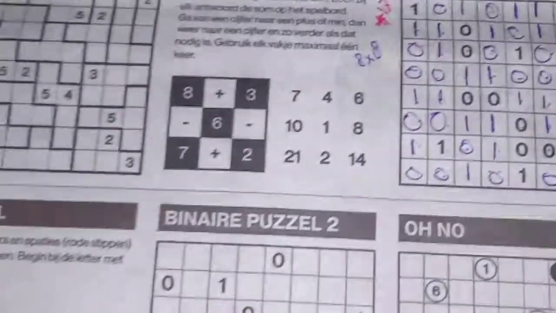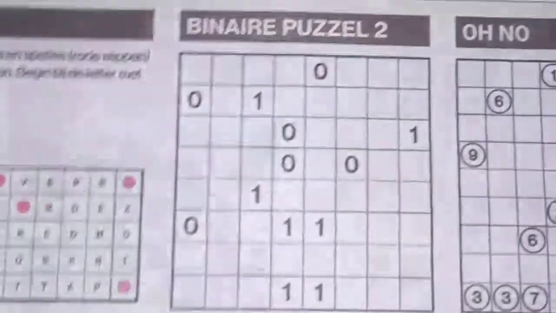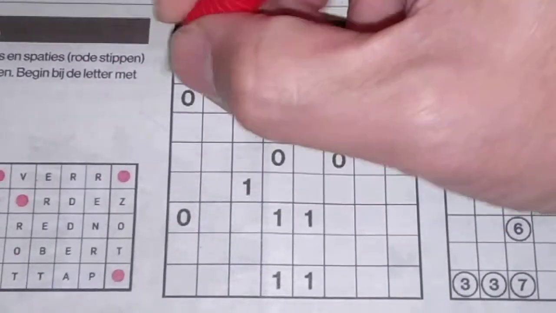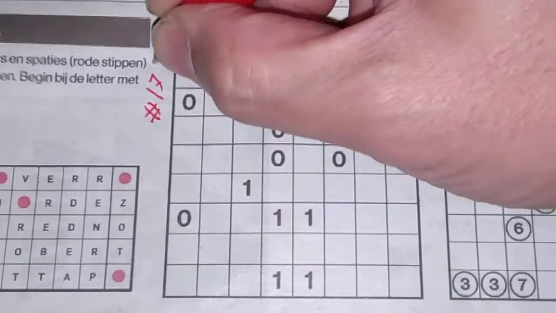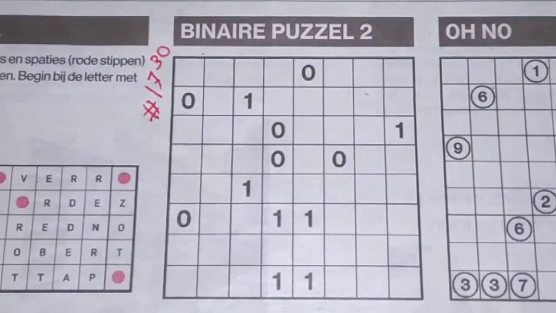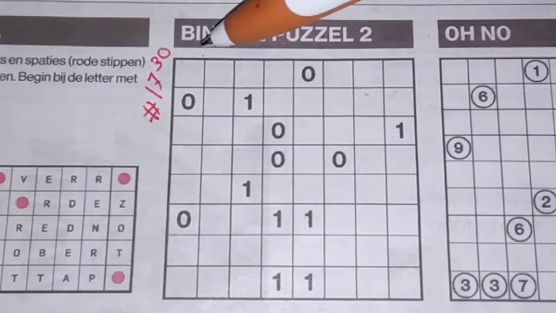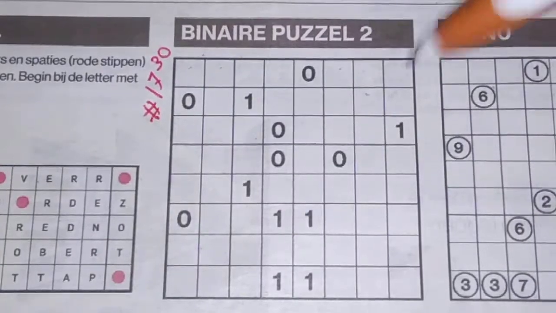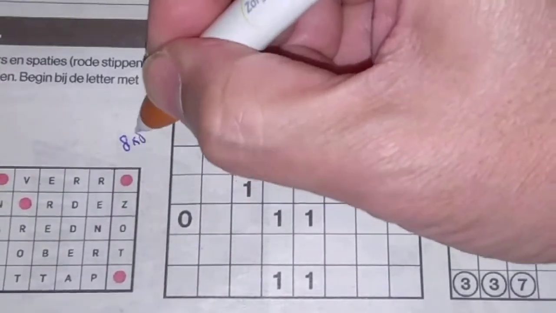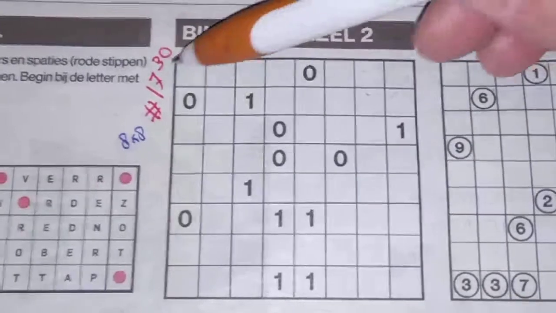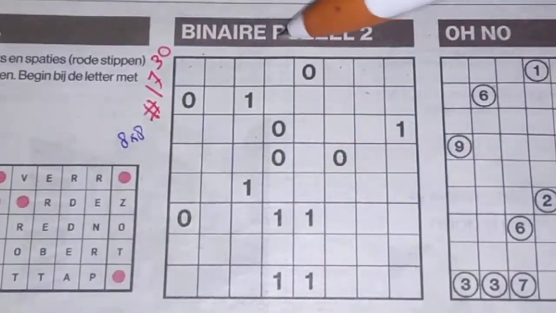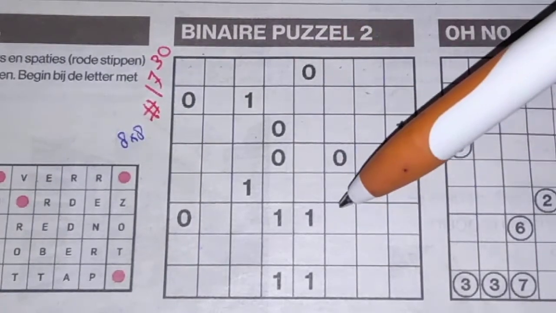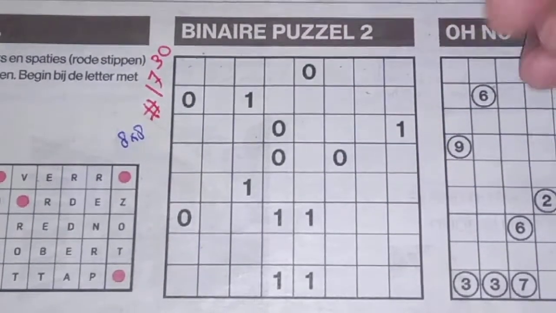The second binary number 2. I will continue, and this will be number 1730. Before I start, I always count the boxes. 1, 2, 3, 4, 5, 6, 7, 8. It's an 8x8 binary puzzle. That means in a row or in a column, there are always 4 O's and 4 1's. Alright, so let's get started.